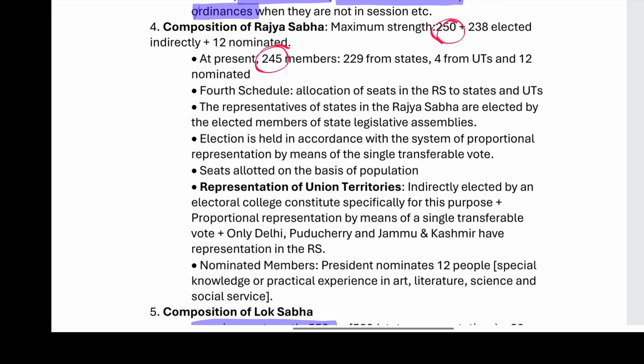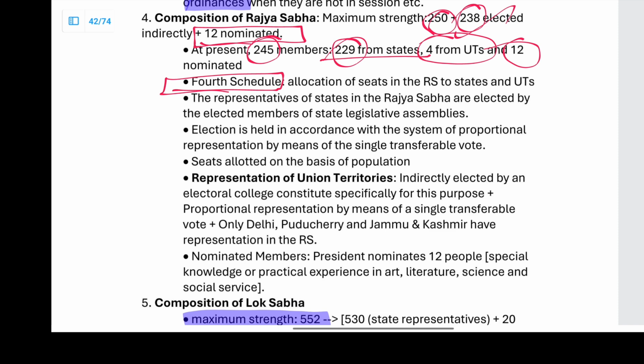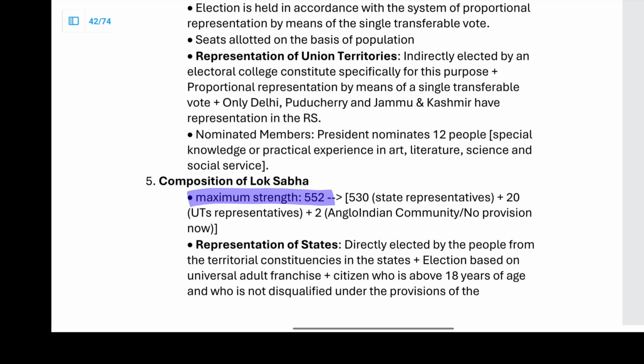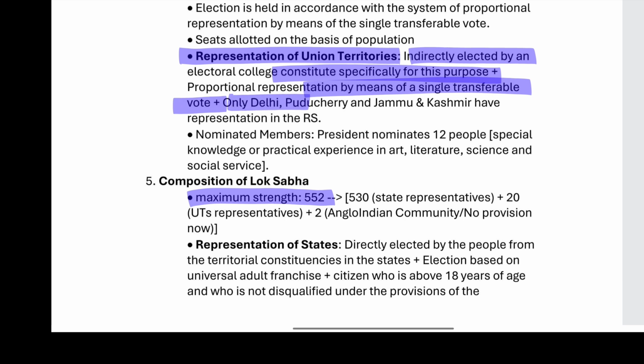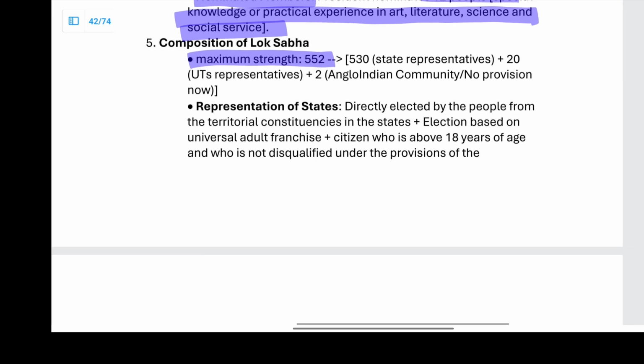Now the total members and the maximum strength: 238 must be elected, but here we have just 245. Therefore, when you are calculating, it is 229 from the states and 4 from the Union Territories, and the 12 nominated are filled. The 4th Schedule is important over here. It deals with the allocation of the seats to the Rajya Sabha with respect to the states, and representation of the Union Territories is indirectly elected by the Electoral College constituted specifically for this purpose. Right, proportional representation, single transferable vote. Only Delhi, Puducherry and Jammu and Kashmir have representation in the Rajya Sabha. Members are nominated for special knowledge or practical experience in art, literature, science and social service.